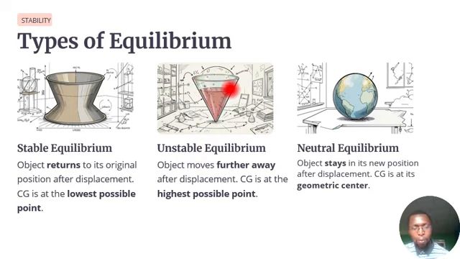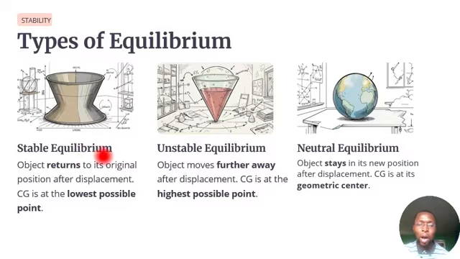But if you tilt it, what happens? It will fall. It will move away from its original position. So when an object moves away from the original position, then you say that object is at its unstable equilibrium. And in this case, the center of gravity of that object is at the highest possible point.